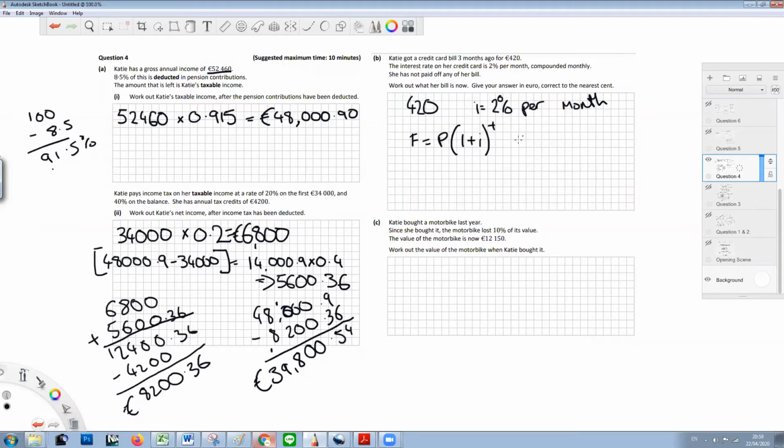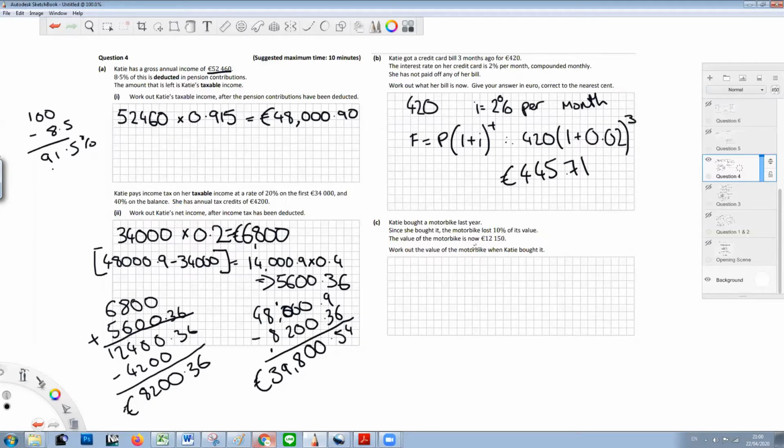So our P is going to be 420. Our 1 and then plus our percentage. So it's 0.02, because we know it's been compounded monthly. So that's going to be, we're told it's 3 months, so that's going to be 1.02 to the power of 3. And that's going to end up, when you calculate it out, to be 445.71. So you would end up getting 1.02 and getting the cube of it, and then multiplying that value by 420, and you'll end up with this.